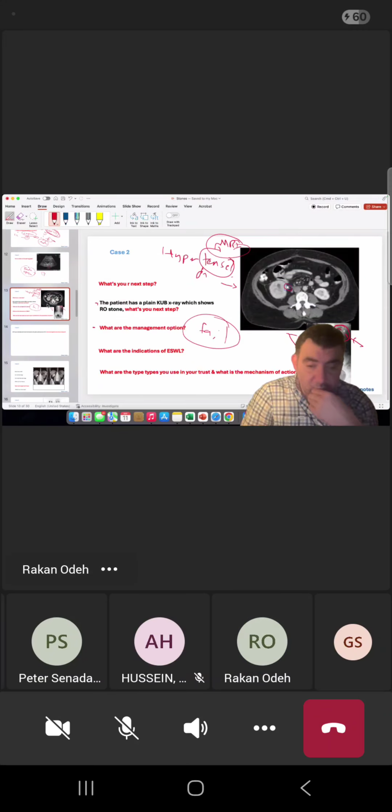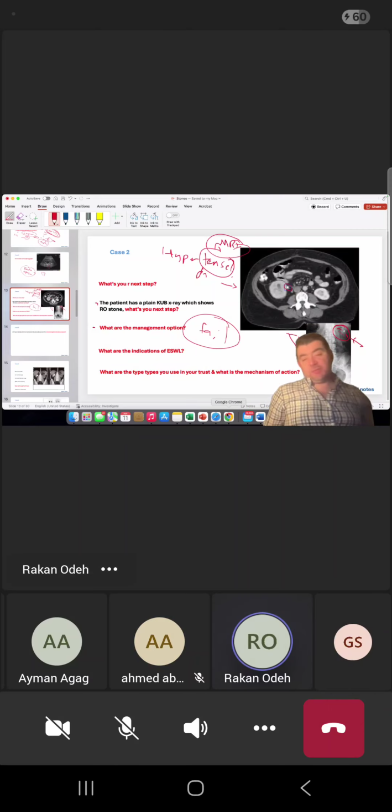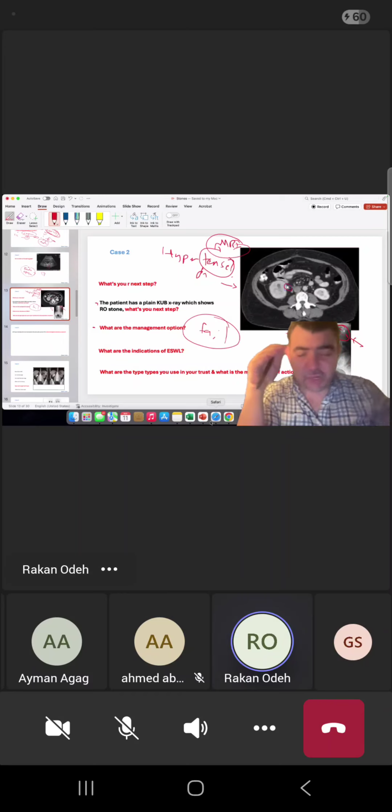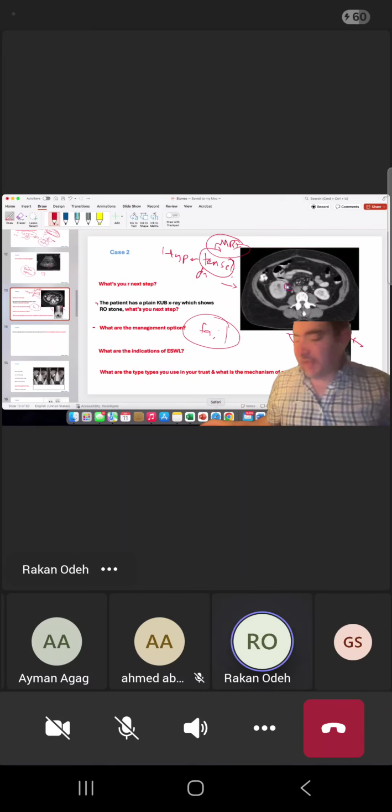Would you bring PCNL into the discussion since it is a 1 centimeter stone? No, I wouldn't. He means in the upper calyx, you can go from the upper calyx and get it. Is that correct? No, nobody does that for 1 centimeter. If you say that, you probably fail the station.